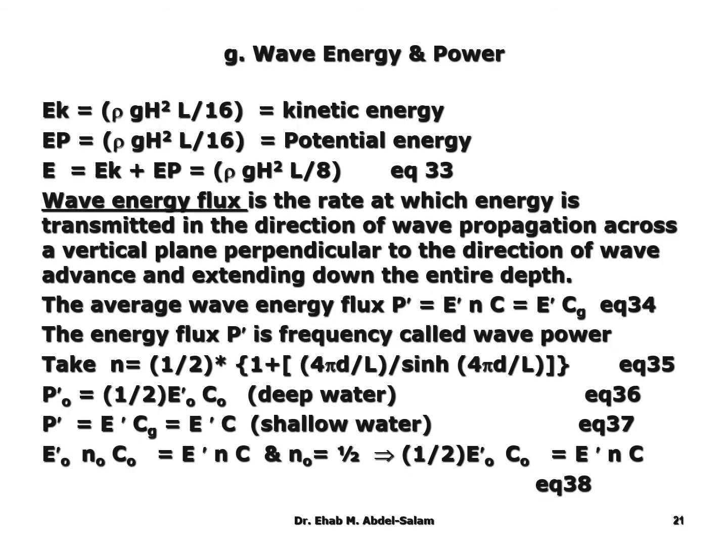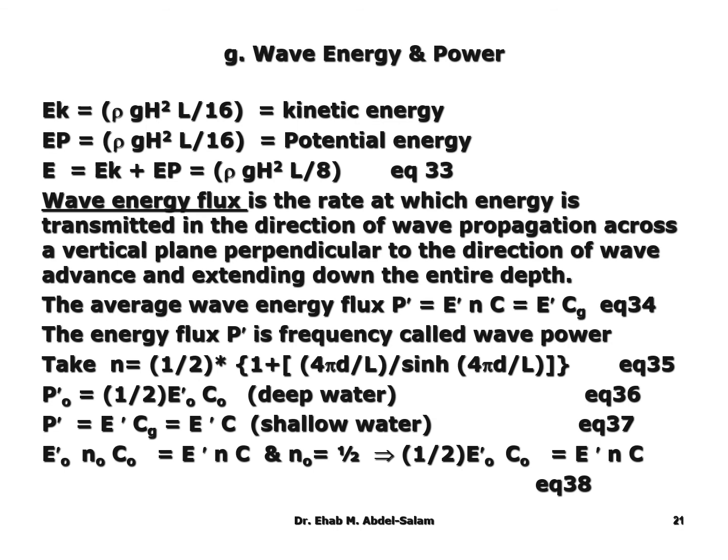Okay. Wave energy and power. There is kinetic energy and potential energy. Each equals rho g H squared L over 16. E equals EK plus EP, total, rho g H squared L over 8.